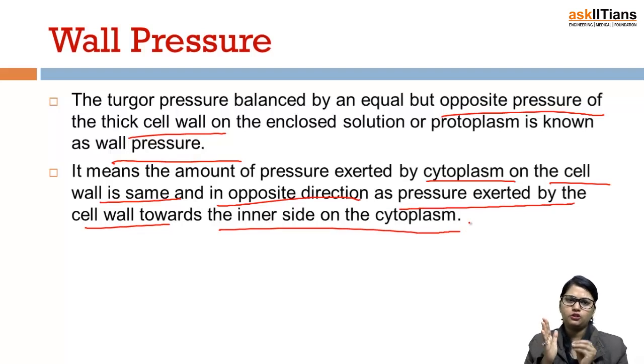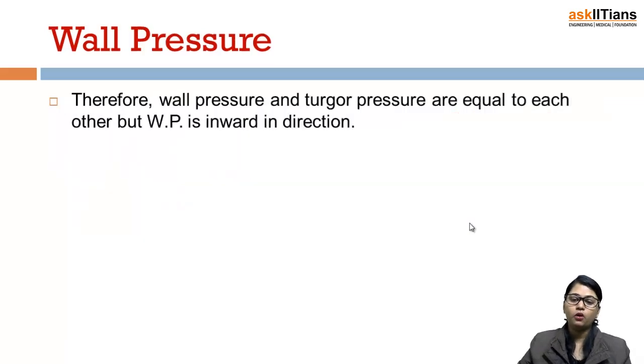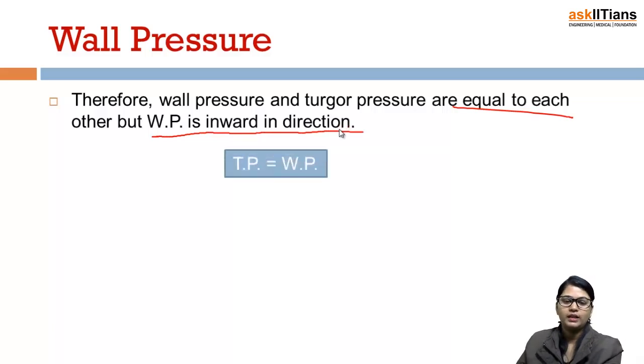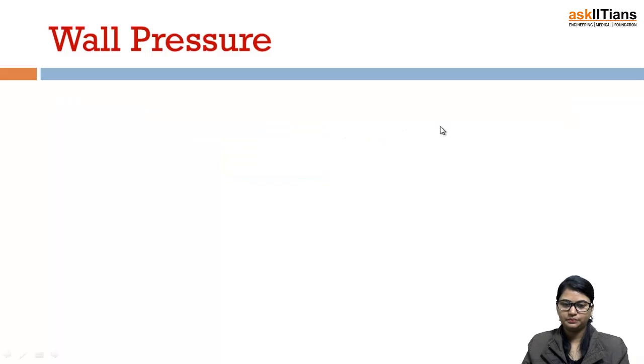Very simple. The cytoplasm is putting a pressure on the cell wall and the cell wall is putting pressure on the cytoplasm. So both will be equal. Therefore, wall pressure and turgor pressure are equal to each other. There is always an equal and opposite reaction, so apply that rule over here. The only difference is that wall pressure is in the inward direction and turgor pressure is in the outward direction. So Tp is equal to Wp.